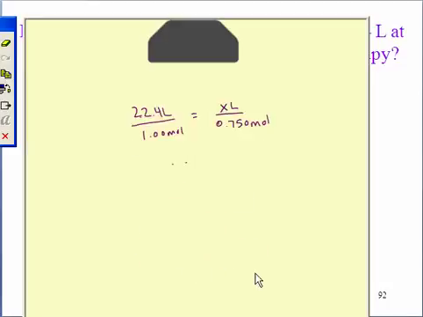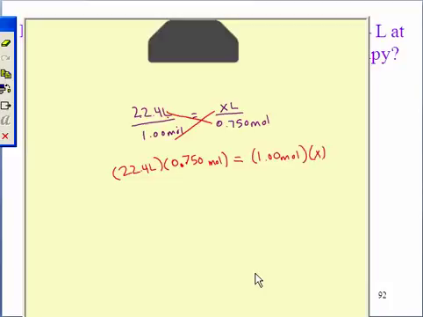Okay, I'm going to go to a new page because I don't want things to get too messy. So what we're going to do now that we have this proportion to solve for it, we're going to cross multiply. So I'm going to have 22.4 liters times 0.750 moles is equal to 1 mole times X. And up here I put my units of liters, but I'm just going to leave it as X here.